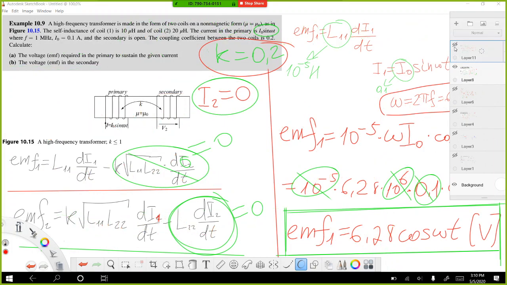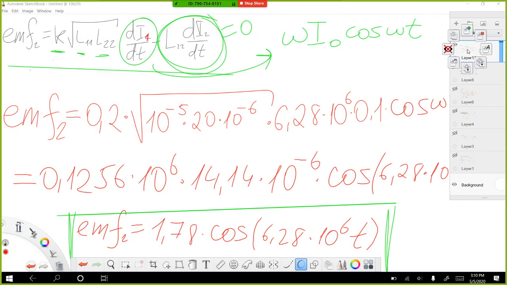We are asked to find the voltage in the secondary coil, in volts, of course. So we have found electromotive force 1 and electromotive force 2.